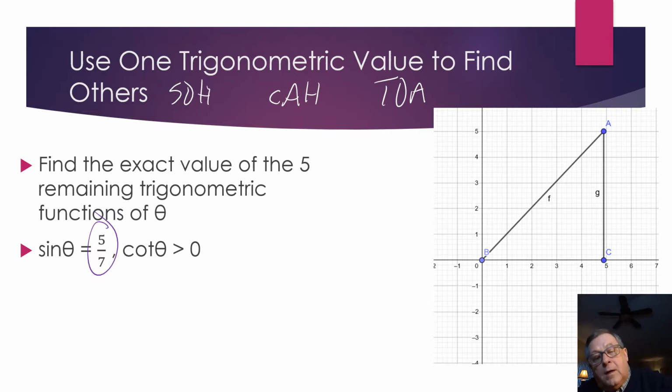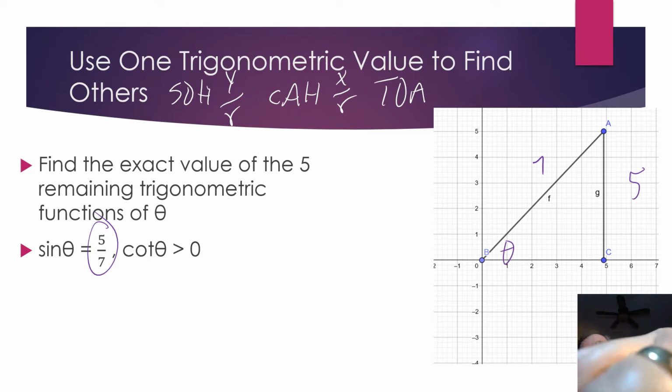Or I could also say it is the y-coordinate over the radius. Well, that would mean that this radius here must equal 7. And my measure from the coordinate here down to the x-axis must be 5. And theta's right here. And I need to find this x-coordinate because cosine is also equal to x over the radius. Tangent is equal to y over x on the coordinate plane.